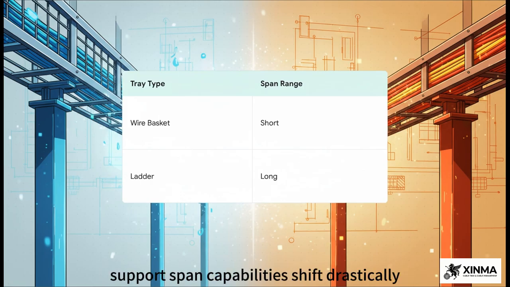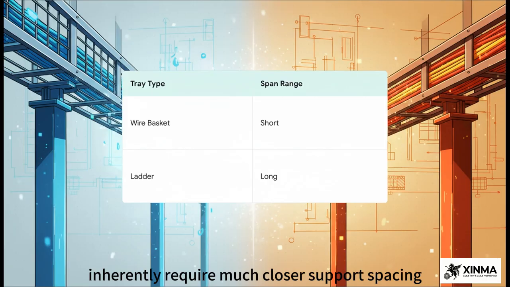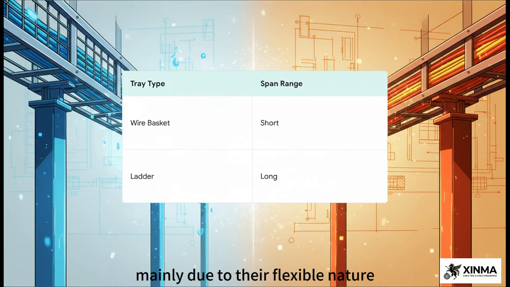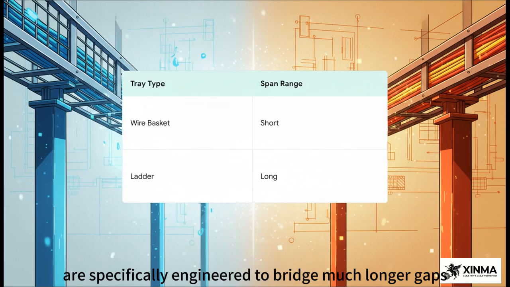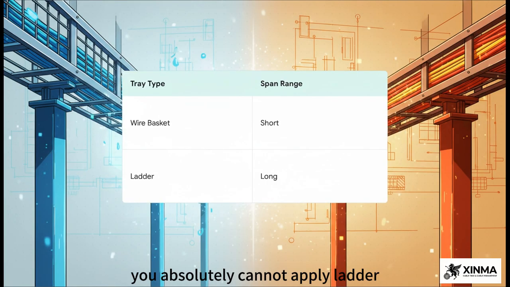This breakdown brilliantly illustrates the structural range we're working with. As you can see, support span capabilities shift drastically depending on the system type. Light wire baskets inherently require much closer support spacing, mainly due to their flexible nature. Conversely, your heavy-duty ladder trays are specifically engineered to bridge much longer gaps. You absolutely cannot apply ladder tray math to a wire basket. Your span has to respect the structural reality of the tray you're actually using.